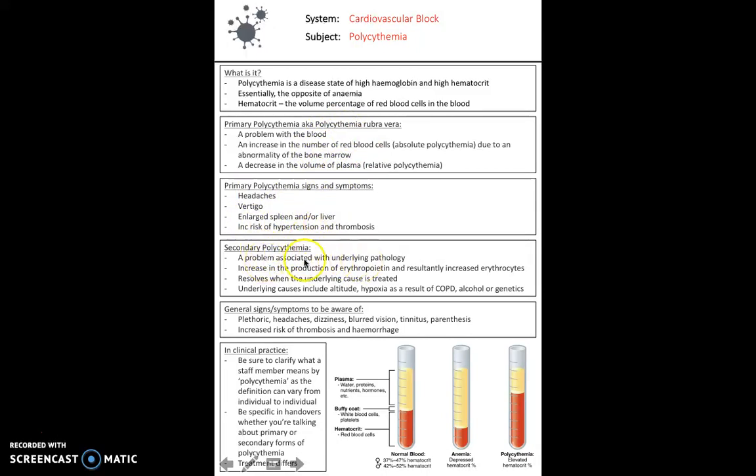Secondary polycythemia, however, is a problem associated with an underlying pathology. This is an increase in the production of erythropoietin from the kidneys and results in increased erythrocytes. This resolves when the underlying cause is treated, of course. In terms of general symptoms of polycythemia to be aware of, so people who are plethoric, got headaches, dizziness, blurred vision, tinnitus and paresthesia, and this is because they'll have an increased risk of thrombosis and hemorrhage.